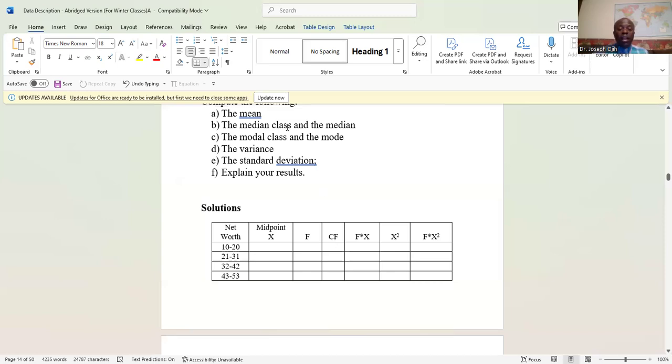You're going to get the median class, so that's why you need the CF. Then you need the F times X column, the X squared column, and the F times X squared column. We need these columns because we're going to get the variance and the standard deviation. So let's go and get all these answers. Let's create this kind of table in Excel right away. I'm taking you there.